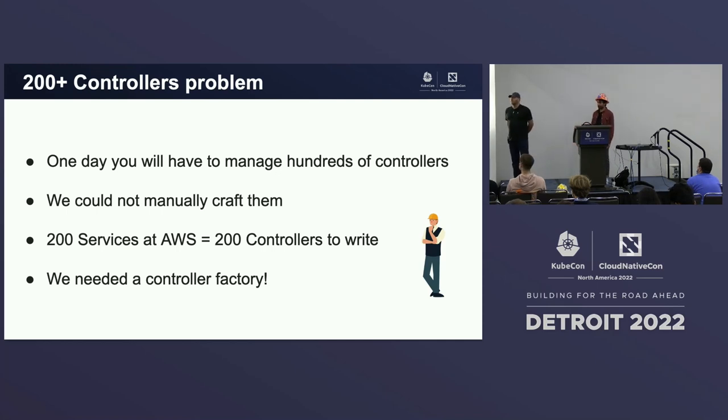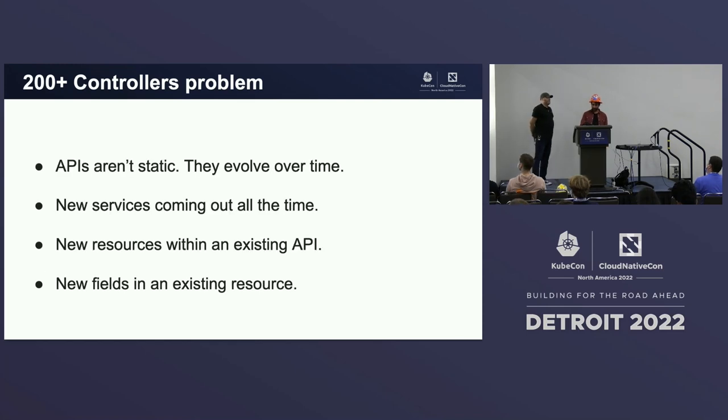And so about 2 years ago, we set about building a sort of controller factory, with a bunch of code generation tools and automation that we put out in open source. One of the larger problems we hit when generating controllers that interfaced with individual AWS service APIs was that APIs change. They evolve over time. They're not static. And so we needed a way to integrate changes to the upstream service APIs in a smooth, consistent, and reliable fashion.